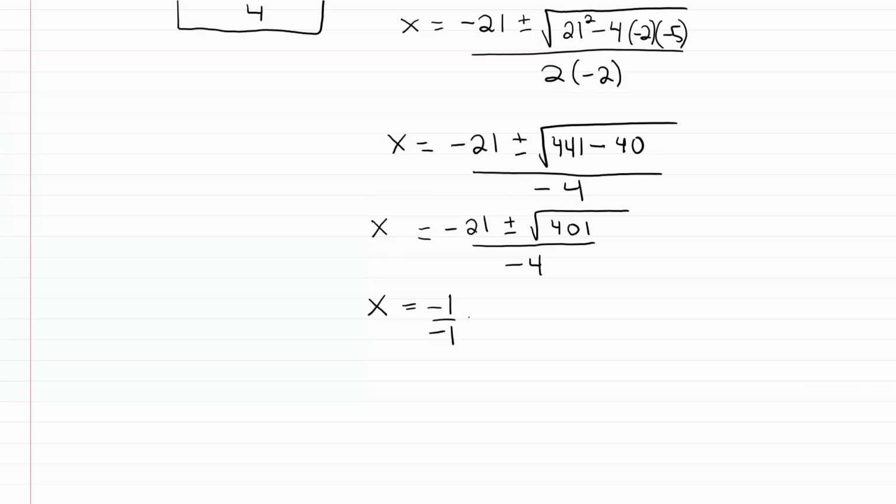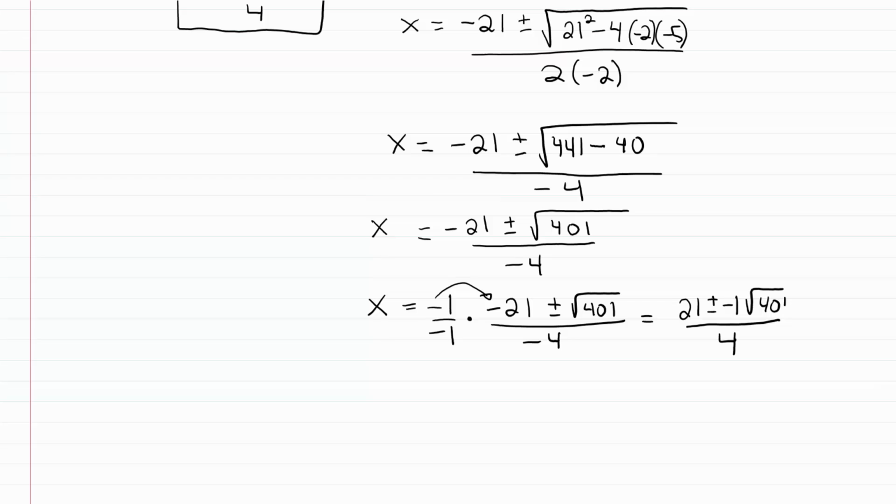So we'd have negative 1 over negative 1 times negative 21 plus or minus the square root of 401 all over negative 4. So the negative 1 on the bottom will, of course, produce the answer just positive 4 for the bottom of the fraction. For the top, you'll get positive 21 because a negative times a negative is positive. And then you'd have plus or minus negative 1 times the square root of 401.